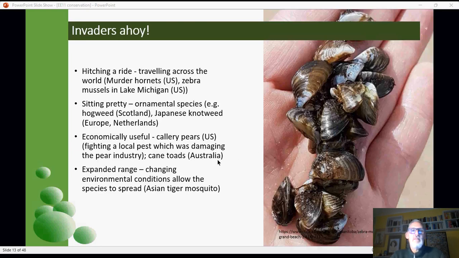These are the zebra mussels, for example. We've got a number of different examples of these invaders from around the world. You may have heard of the so-called murder hornets. This is a type of hornet which comes from East Asia, and it feeds on honeybees basically, and they are extremely aggressive, and they will destroy hives of honeybees quite easily. Now, I think it's in Japan where they come from.